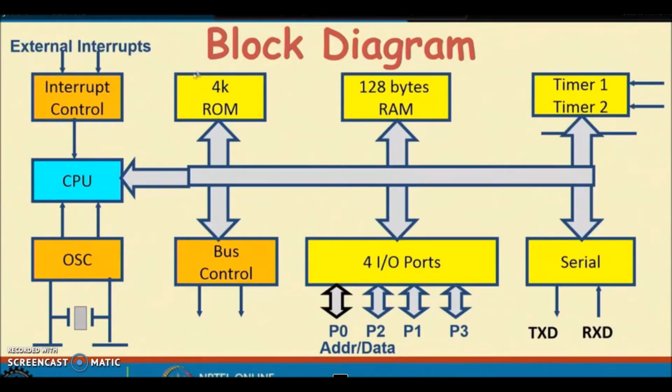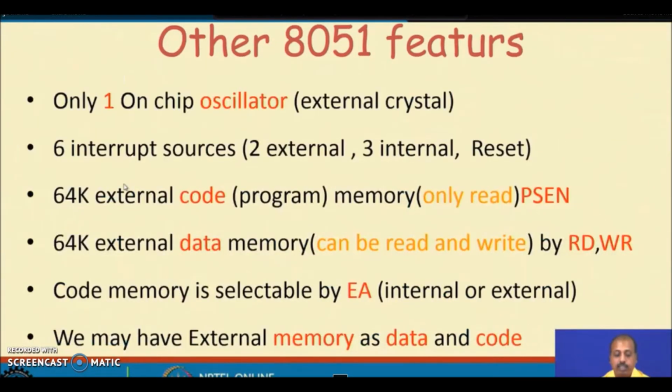So in it we have this CPU, then the interrupt control, and the oscillator that will be generating the clock that will be controlled. Now, Professor Shantanu has listed a few features of the 8051 microcontroller. That is, it has an on-chip oscillator, it has 6 interrupt sources, it has 64 kilobytes of program memory, 64 kilobytes of data memory, and code memory is selectable by external access. You may have external memory as data and as code.